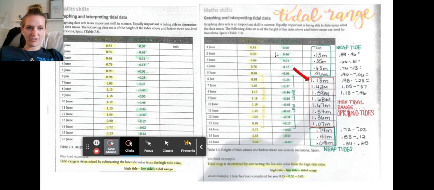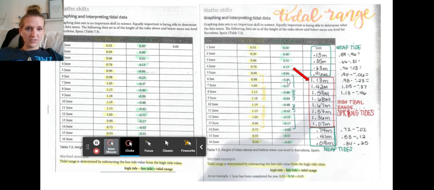So here are the answers. I showed you what I did on the side too, to subtract them. So 0.59 minus 0.46 is 0.13. So the range is 0.13 meters or 13 centimeters. And that's the difference between high tide and low tide.